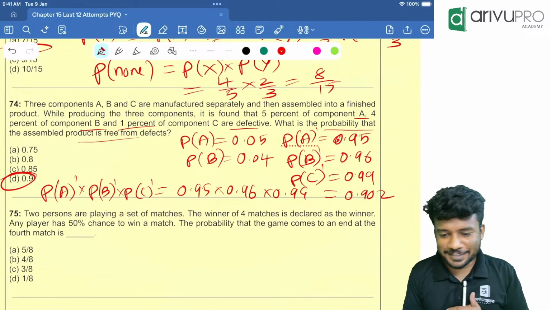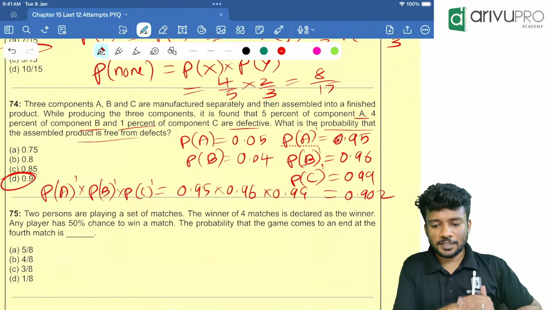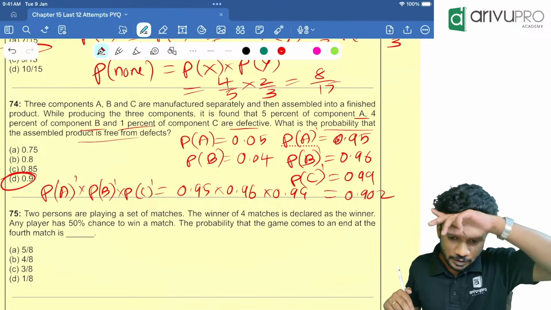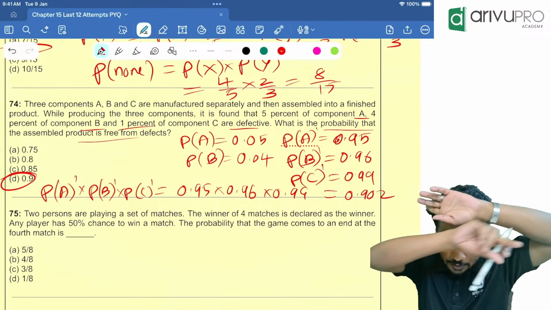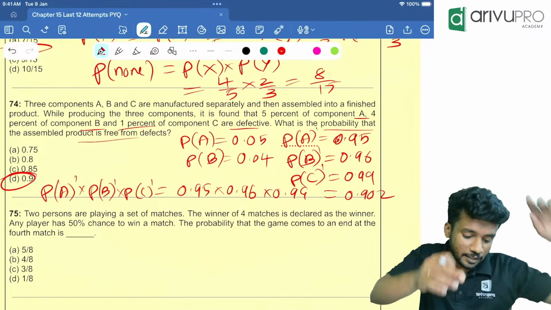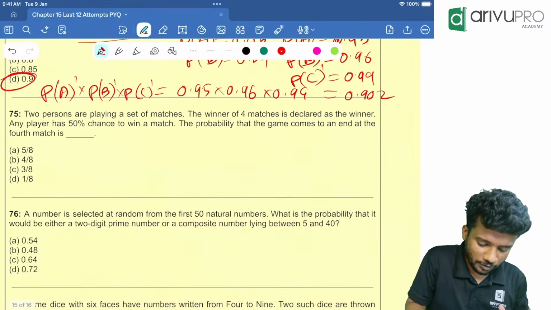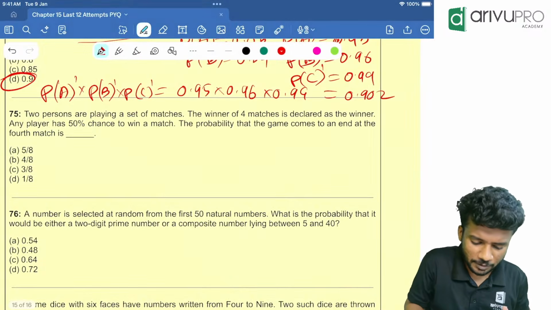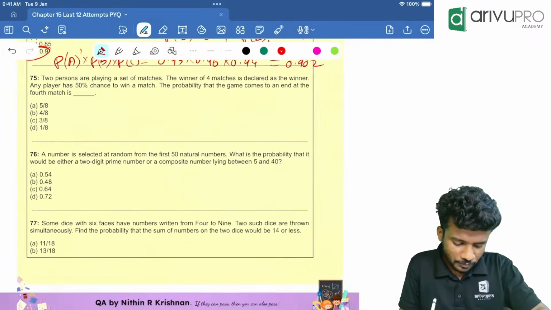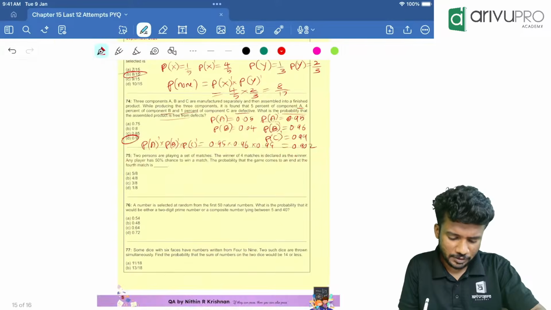Got it? Understood, people? Everyone, are you getting it? Next one, we are almost at the end. Only a few more questions are remaining. Only 4 more questions are remaining.